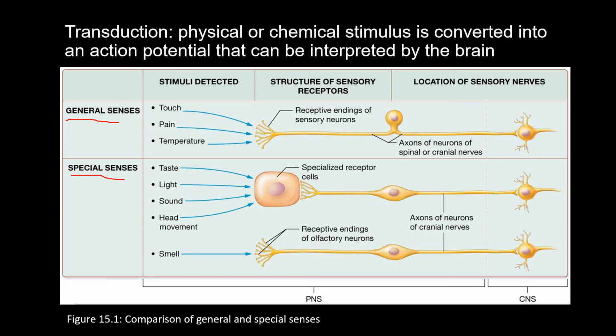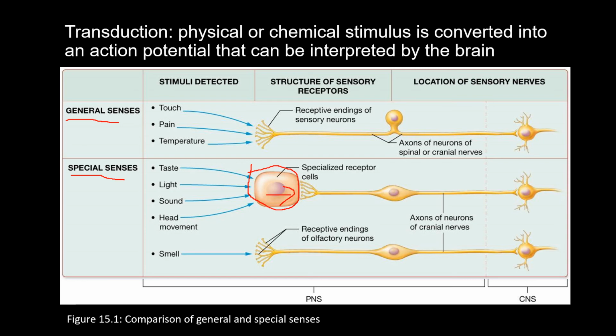Special senses have that unique receptor cell that will transduce the signal from a chemical or a photo signal to an electrical signal. This transduction is essentially when a physical or chemical stimulus is converted into an action potential that can then be interpreted by the brain. General senses have specialized receptive endings that detect touch, temperature, and pain, and the presence of these stimuli will alter the resting membrane potential of the sensory neurons to produce an action potential that reaches the CNS.